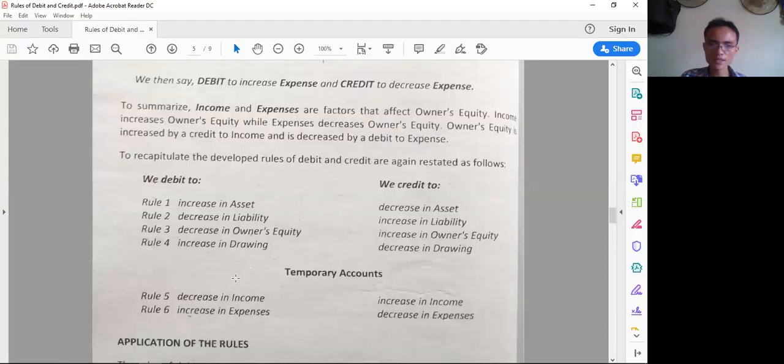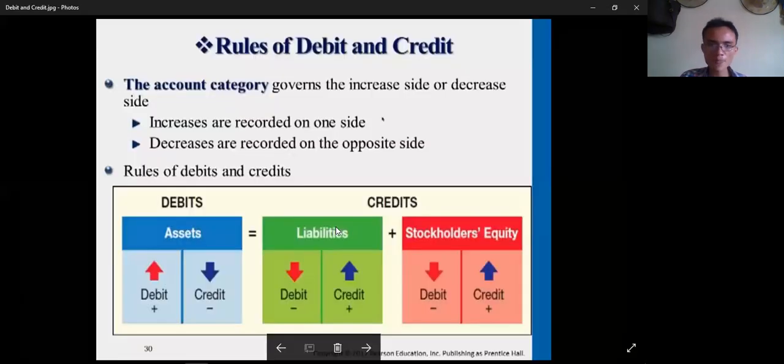So again, here is a summary, another summary. Just focus on the increase sides. And can we have also the other picture at the beginning? So yeah, that's why you can see that assets would increase on the debit, while liabilities and equity would increase on the credit side.